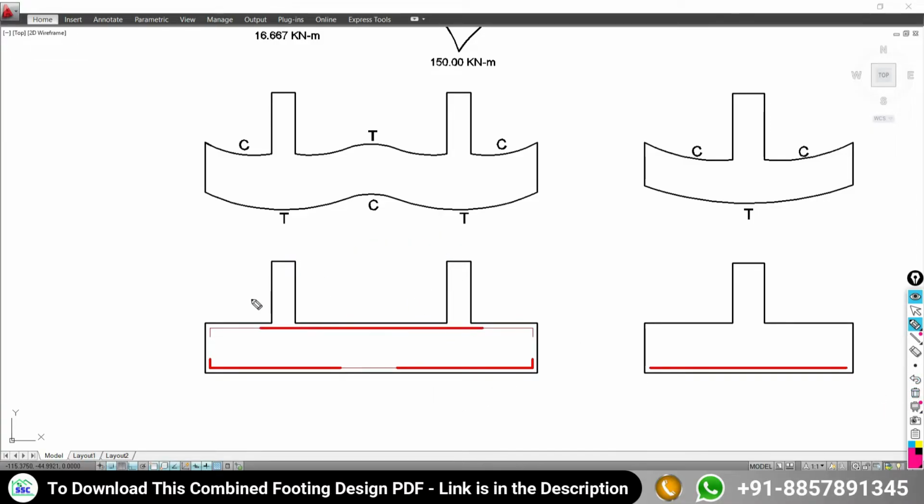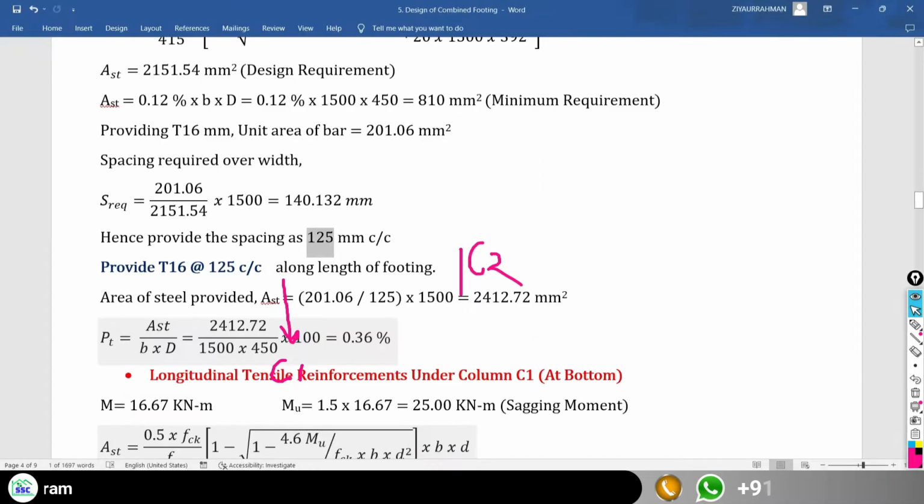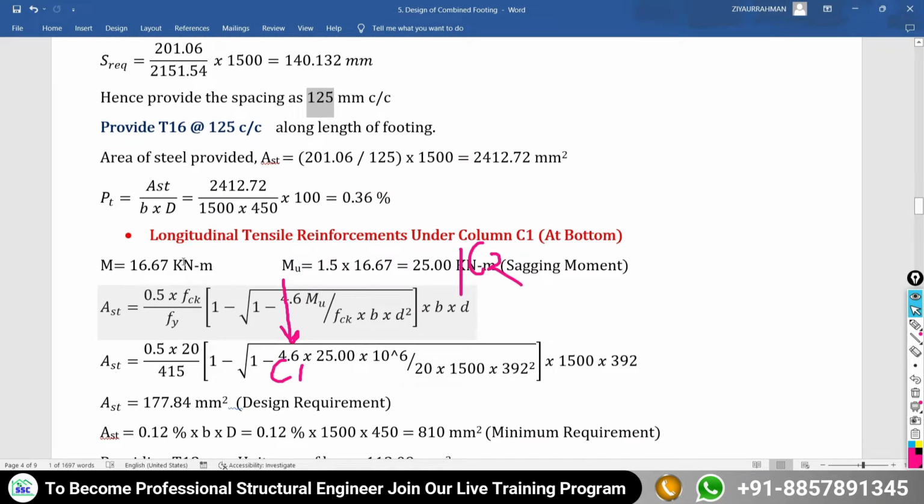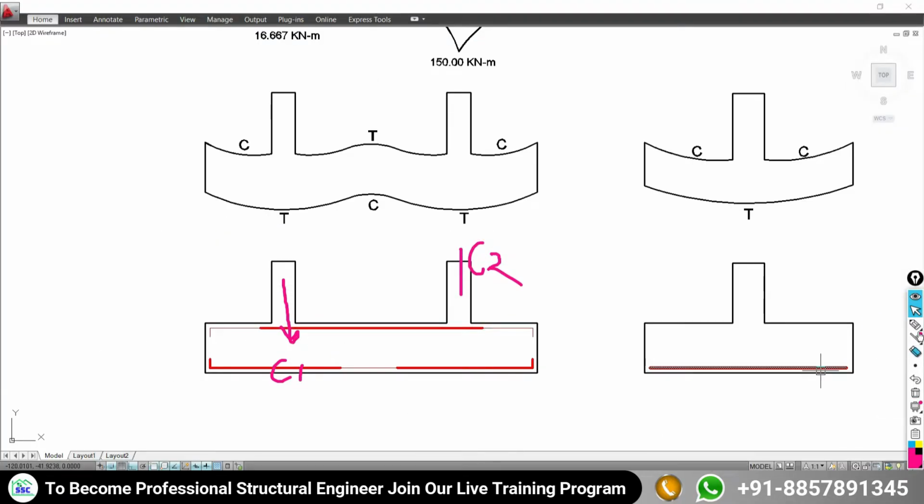Now I have to find out the reinforcement under the column C1. I have to find out the reinforcement under the column C2. For that I have to go to this calculation, and here the longitudinal tensile reinforcement under the column C1, and obviously it will be at the bottom.